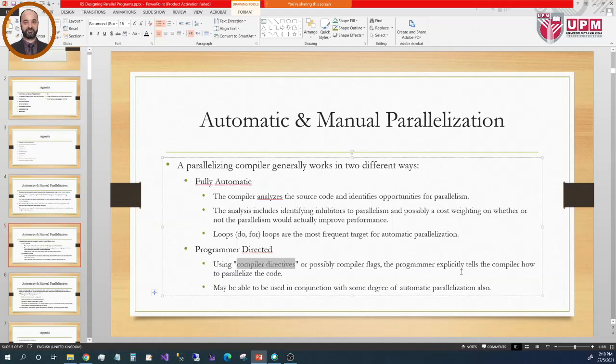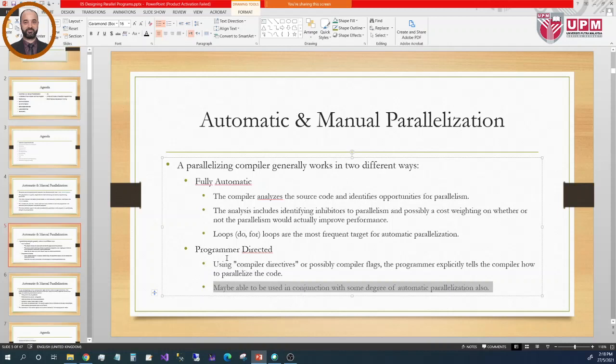The programmer explicitly tells the compiler how to parallelize the code. The programmer only needs to use these directives to mention the places that could run in parallel. This may be used in conjunction with some degree of automatic parallelization also. Yes, because as I said, this is also called semi-automatic, not fully automatic.